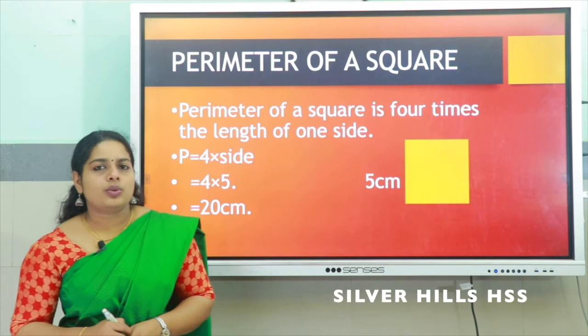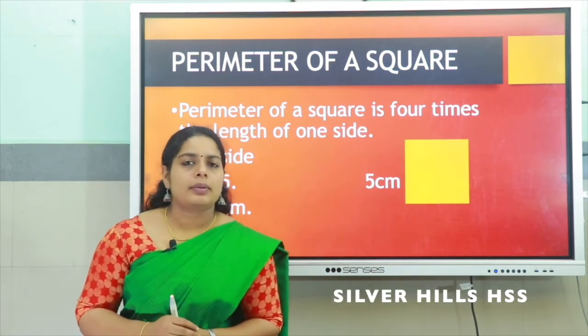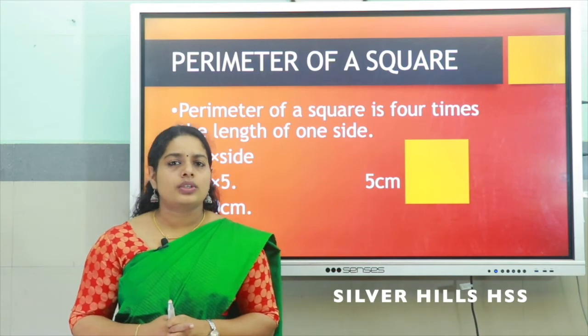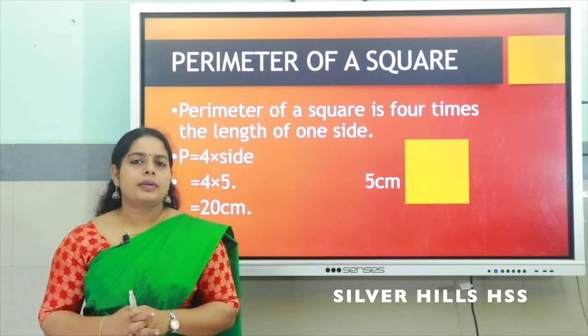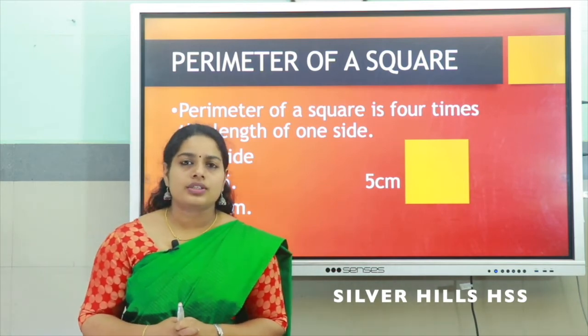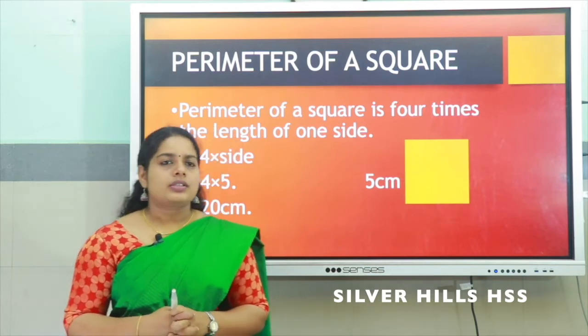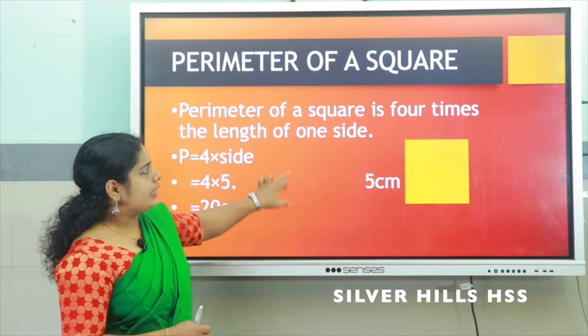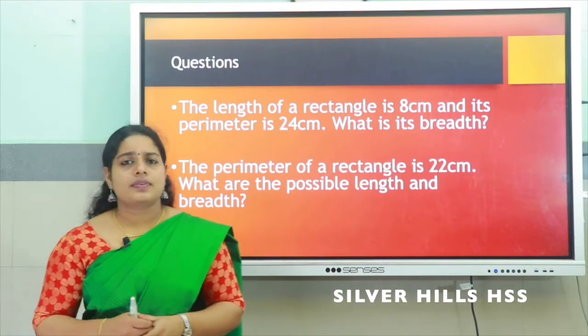So now we know the formula for finding the perimeter of a rectangle and a square. Perimeter of rectangle is 2 times L plus B and perimeter of square is 4 into the side of the square. So these are the 2 things you have to keep in mind. Now next we have 2 questions from our textbook.